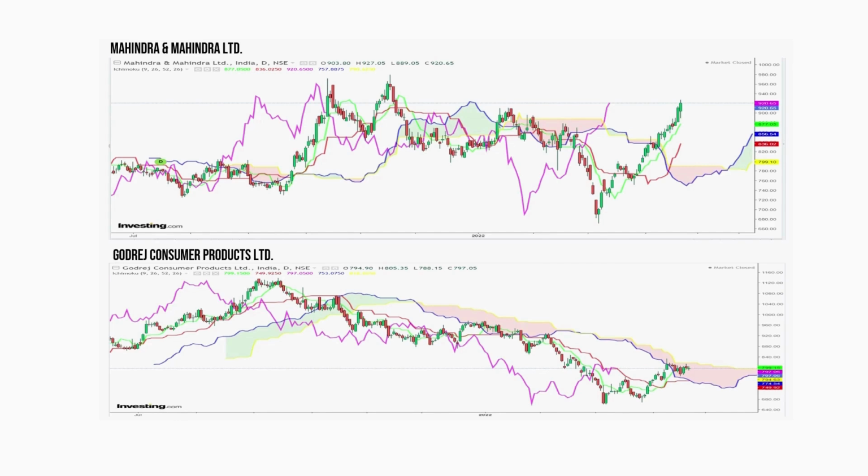So Godrej Consumer Products currently is a stock which a trader can consider in his portfolio. But Mahindra & Mahindra is a very good stock according to the chart, and if a particular investor follows a chart, he can consider the Mahindra & Mahindra stock for now. So I think this is it. It is a good strategy.